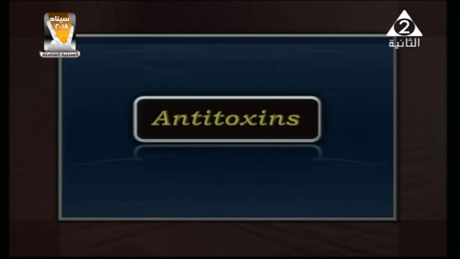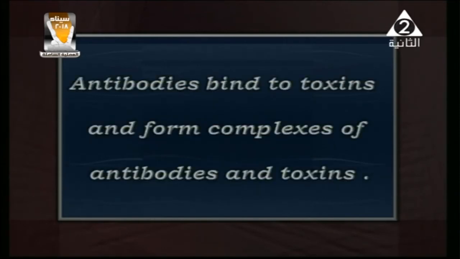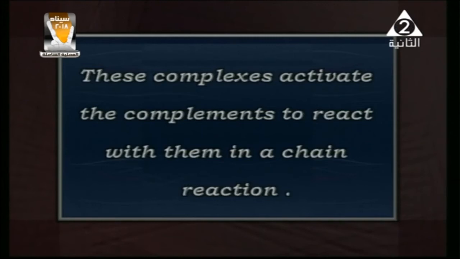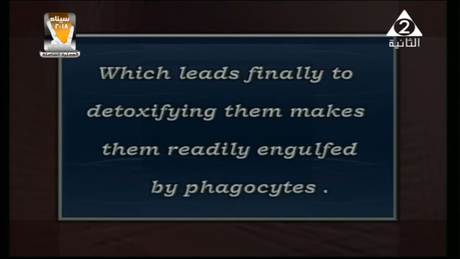After that, the last mechanism that we have by the antibodies is called antitoxins. This is the fifth one, remember that. The antibodies combine with toxins and form complexes. These complexes of antibodies and toxins activate the complements to react with them in a chain reaction. A chain reaction is a reaction that will not stop in a short time; it takes a very long time to stop. That is why it is called a chain reaction, which finally leads to detoxifying.